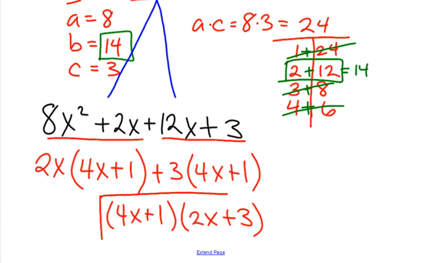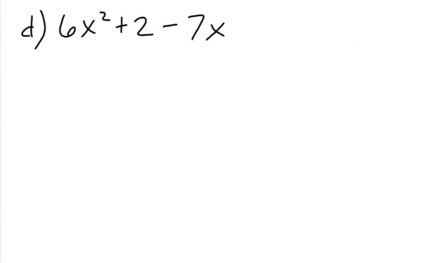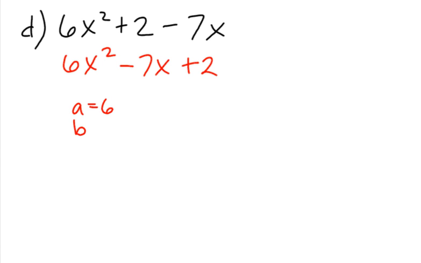We're going to do one more example practicing with the negative. Okay, so negatives can be kind of tricky, so that's why we're going to do another example with the negative. Last example. So first of all, standard form. It is not in standard form. So 6x squared is first, but then minus 7x would come next, then plus 2. So a is 6, b is negative 7, c is 2.